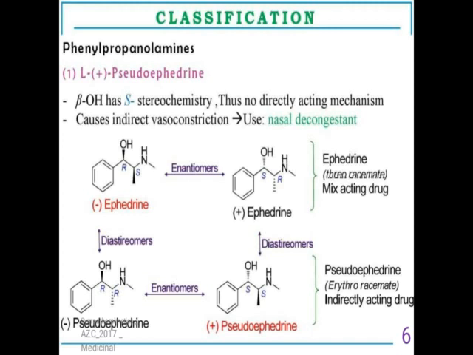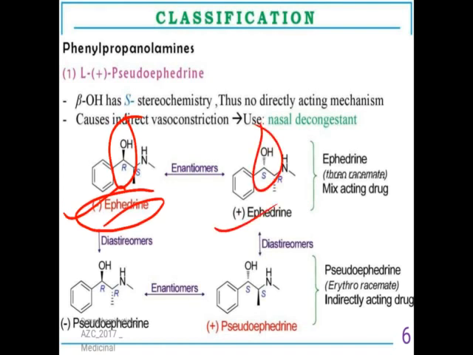The next indirectly acting drug is phenylpropanolamine, that is pseudoephedrine. In this ephedrine, if the RS configuration is present, it becomes negative ephedrine. If the SR configuration is there, it becomes positive ephedrine. So the RS configuration is there, with the beta hydroxy having S stereochemistry. At that time, there is no directly acting mechanism; it causes indirect vasoconstriction. So they act as a nasal decongestant.